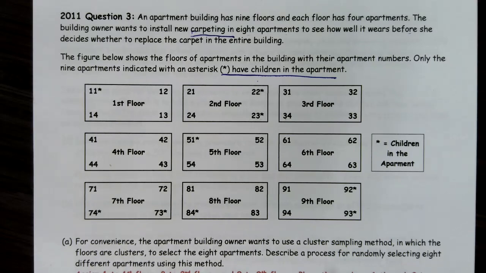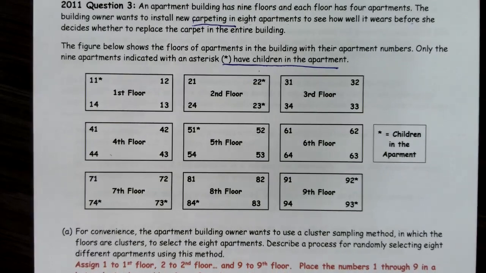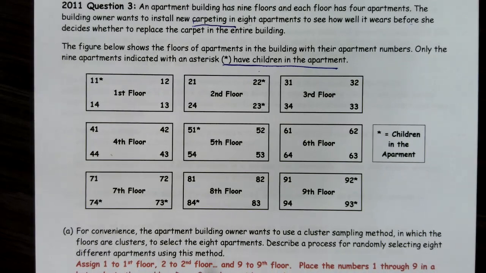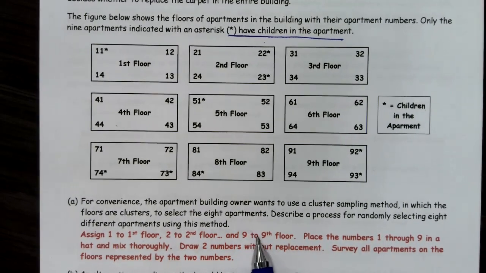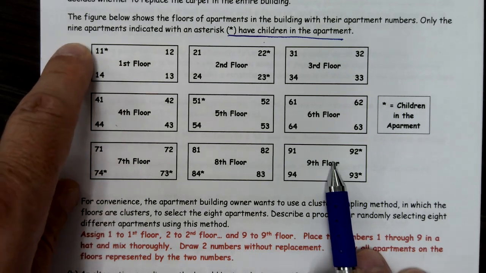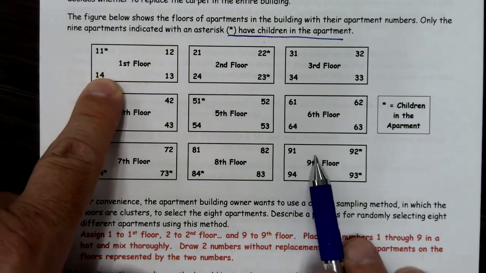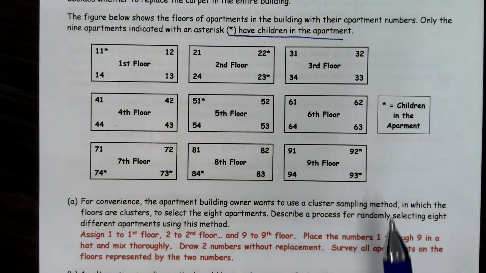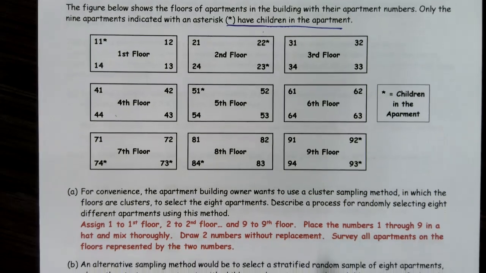Well, if I need 8 apartments, that means I need 2 floors. So what I would do is I'd assign 1 to the first floor, 2 to the second floor, and so on and so forth until I had 9 to the 9th floor. I'd place the numbers 1 through 9 in a hat and mix thoroughly. I'd draw 2 numbers without replacement. And then I'd survey all apartments on the floors represented by the 2 numbers. So if I select the 1st and 9th, I would survey apartments 11, 12, 13, and 14, and then 91, 92, 93, and 94. And that's all they were looking for there.